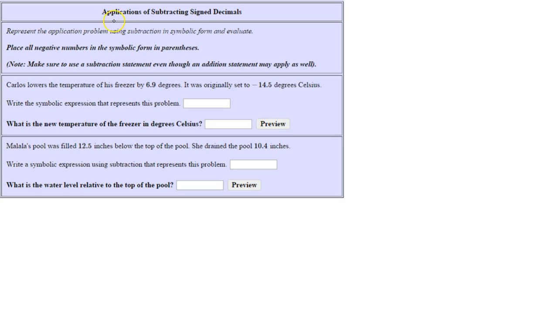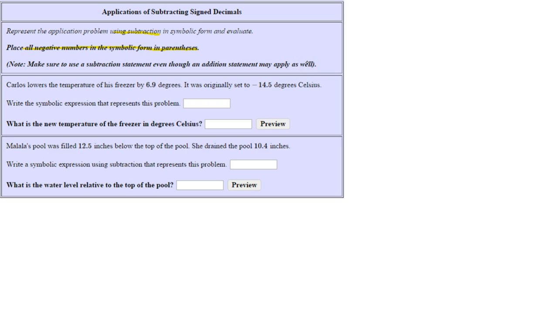In this example, we're going to look at applications of subtracting signed decimals. So let's read the directions. Represent the application problems using subtraction in symbolic form and then evaluate. Notice we need to place all negative numbers in the symbolic form in parentheses. And a note, make sure to use a subtraction statement even though an addition statement may apply as well. Okay, so we're going to write these as subtraction.